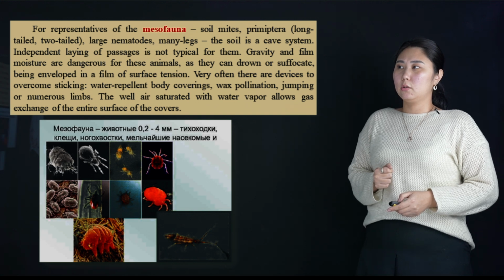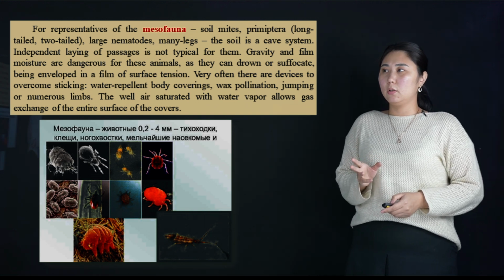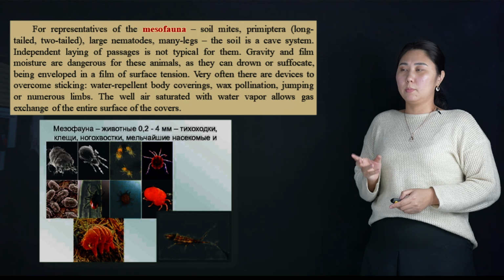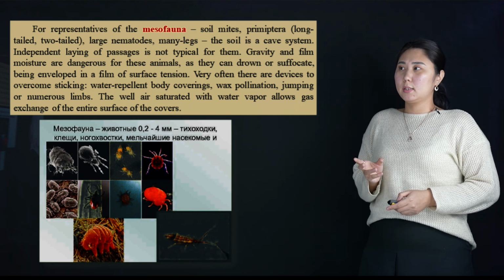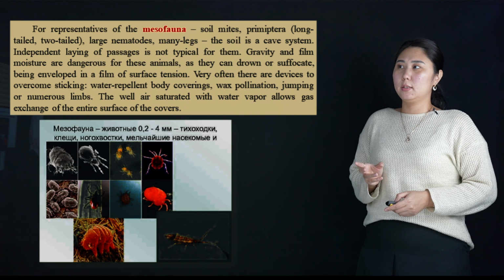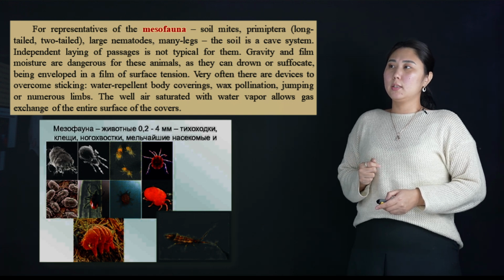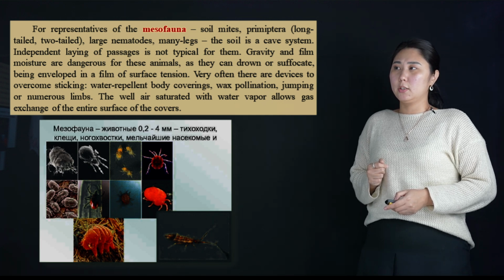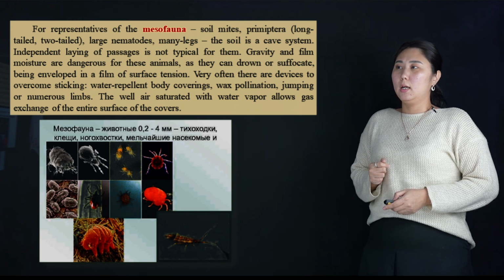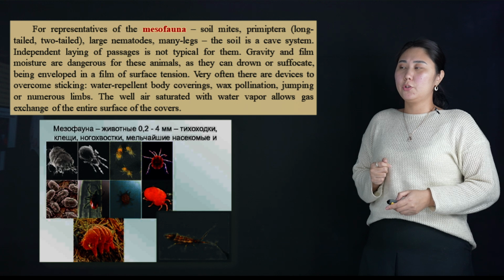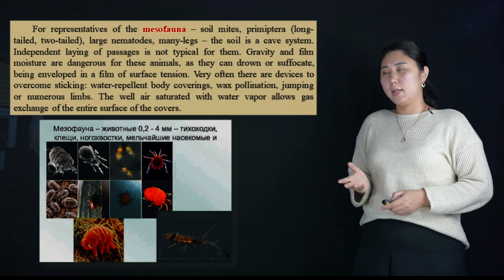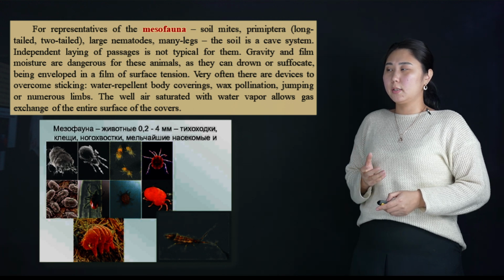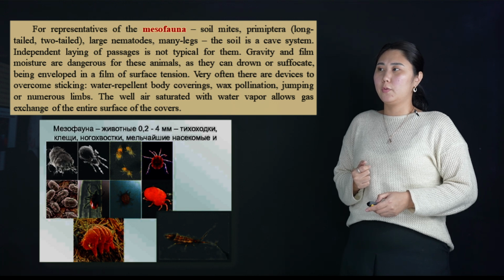The next ecological group of animals which live in the soil is the mesofauna. Mesofauna are soil mites, springtails, large nematodes, and many-legged animals. The soil is a cave system for them. Independent laying of passages is not typical for them. Gravitational and film moisture are dangerous for these animals, so they can drown or suffocate, being caught in a film of surface tension.